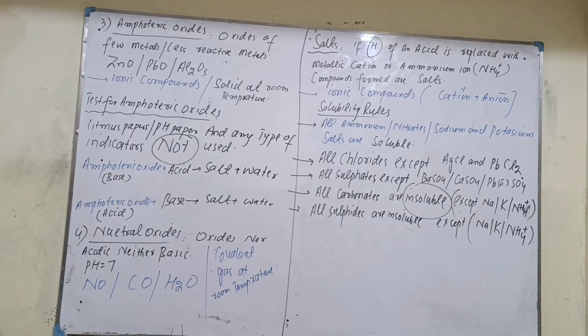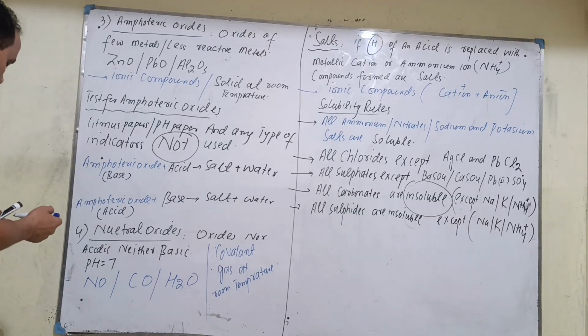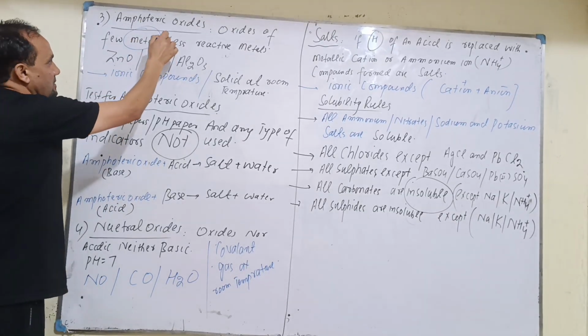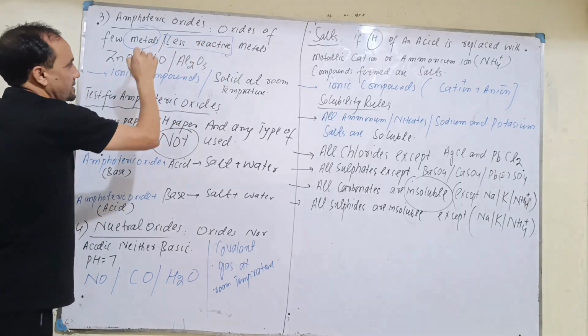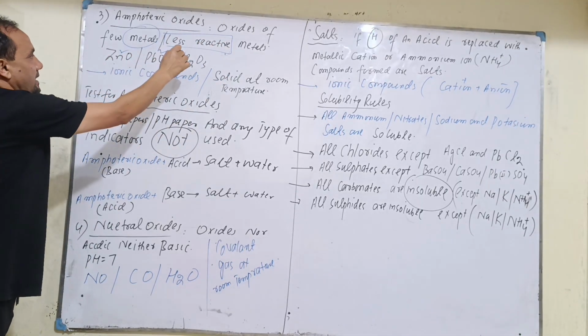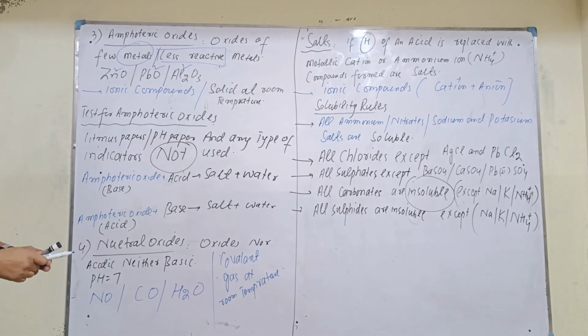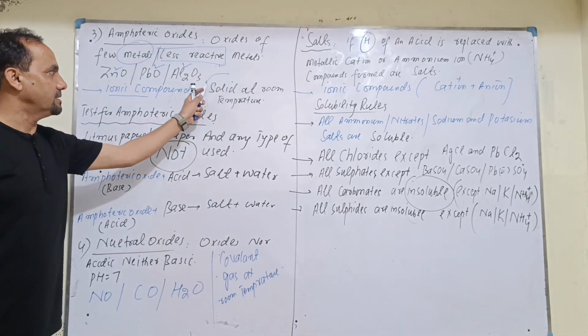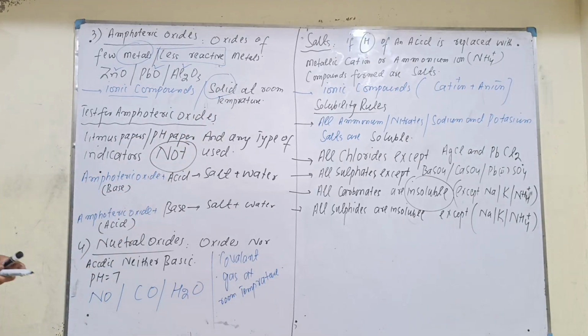Third one is amphoteric oxides. These are also oxides of metals, but those metals which are less reactive. For example, zinc oxide, lead oxide, and aluminum oxide. These are always ionic compounds. They exist in the solid form at room temperature.